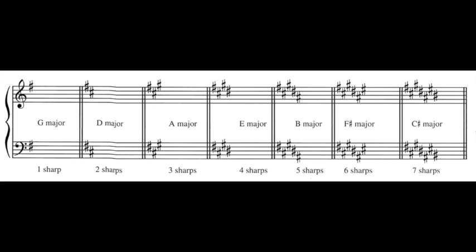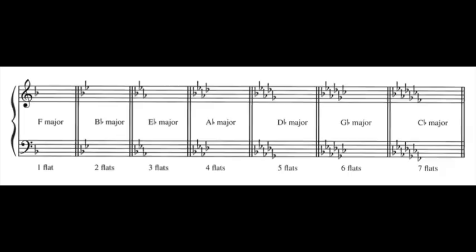For G major, our last sharp is an F sharp, so if we go up a semitone, that takes us to G. In D major, our last sharp is C sharp, so we go up a semitone, that takes us to D. So on and so forth. If we want to go all the way to C sharp major, our last sharp is a B sharp, which is actually the same note as C, which I'm sure we'll cover later on. So we have to raise that, and that brings us to C sharp.